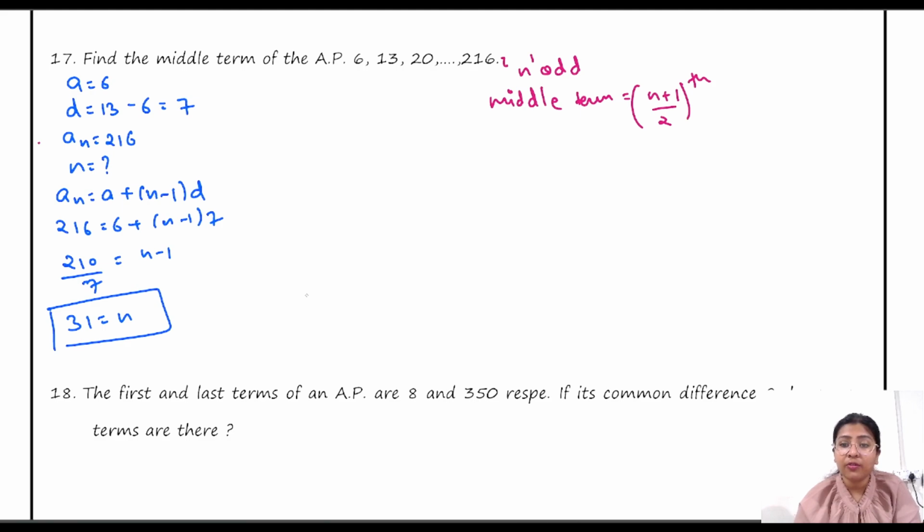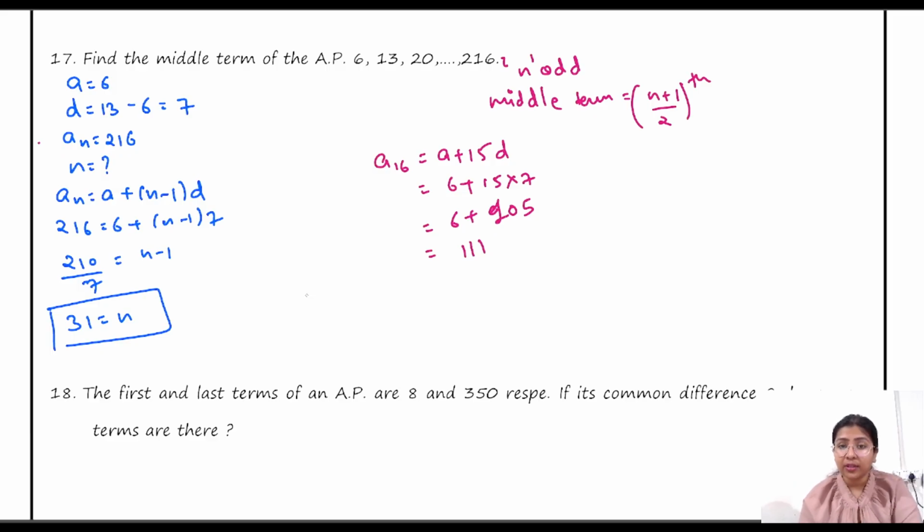So what is the value of n? 31. 31 plus 1, 32. 32 upon 2 is 16. Means 16th will be the middle term. So we need to find out the 16th term. So a plus 15d with the help of the general formula. 15 into d, that is 7. 6 plus, yes, multiply these. It is 105, and it is 111. Yes or no learners? This question is clear to you?